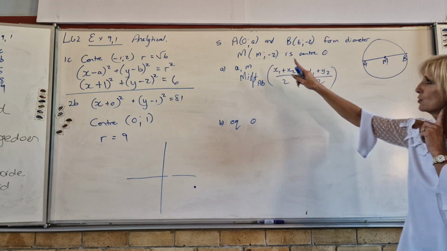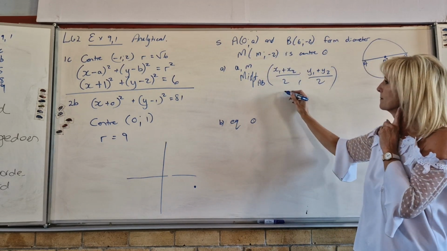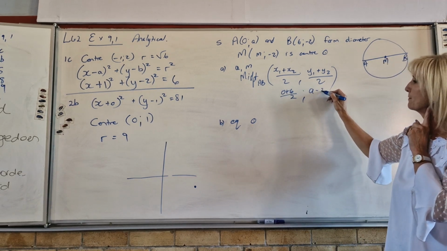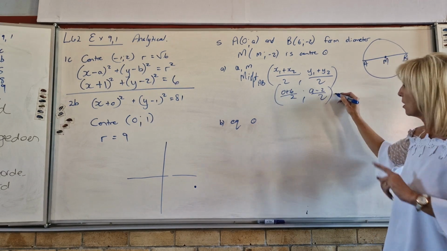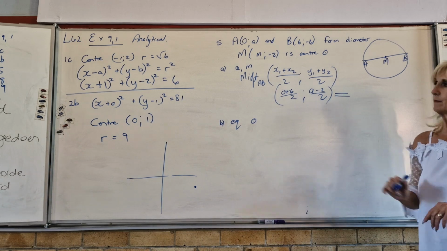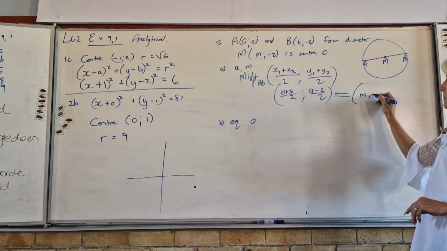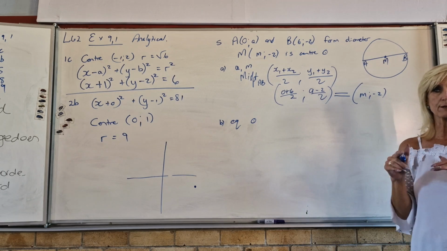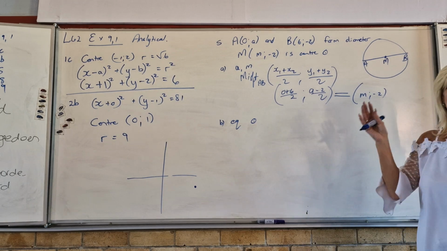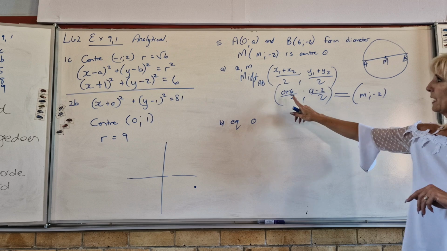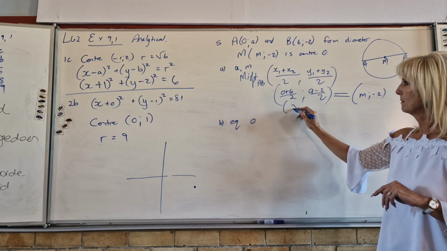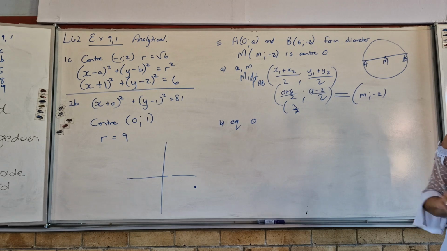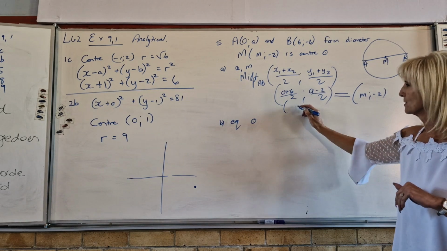So if I take the two x values, 0 and 6, and divide by 2, and then a and negative 2 and divide by 2, this answer should be equal to m, negative 2. Do you remember those converse backwards sums where I give you the center and you've got to get the other stuff? So we're getting, in this case, 3. Just 3, sorry.